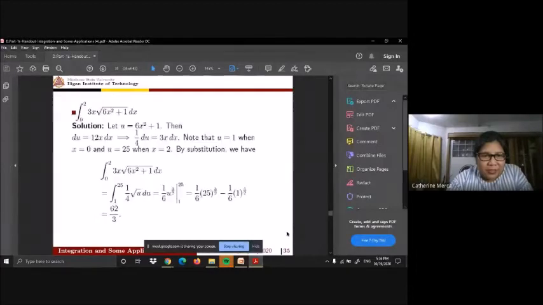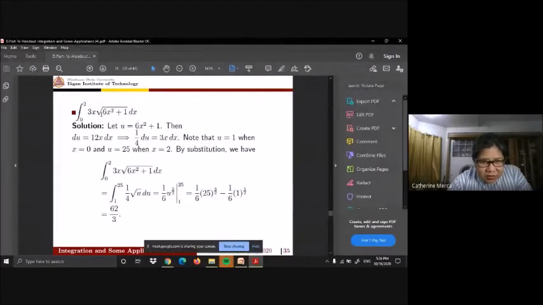This one, you have the integral of 3x times the square root of 6x squared plus 1 dx. Again, if you go straight at it, it is difficult. So what you're going to do is substitution. You let u equal 6x squared plus 1. Then du is 12x dx. Why? The derivative of 6x squared is 2 times 6x, and the derivative of 1 is 0. So 1/4 du is 3x dx.